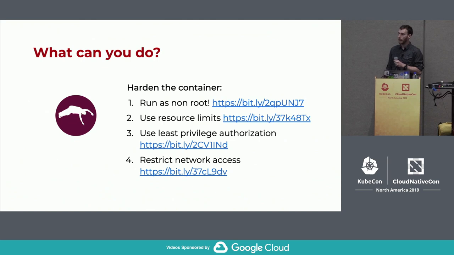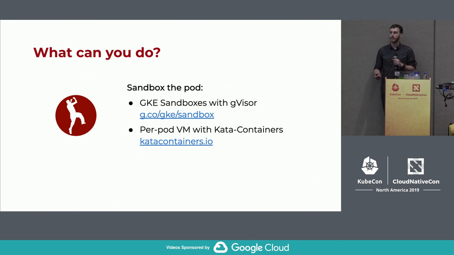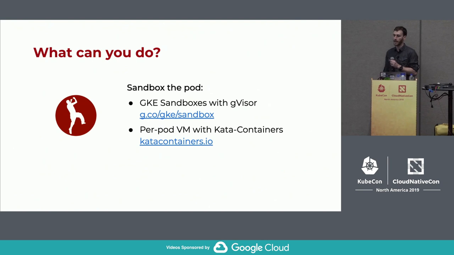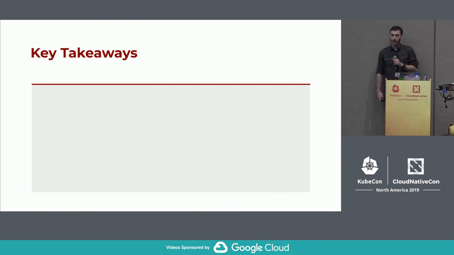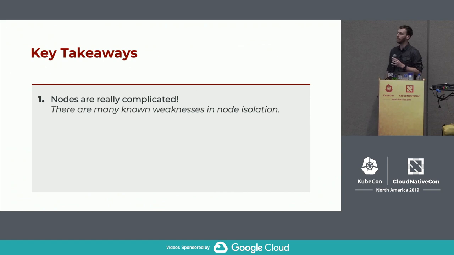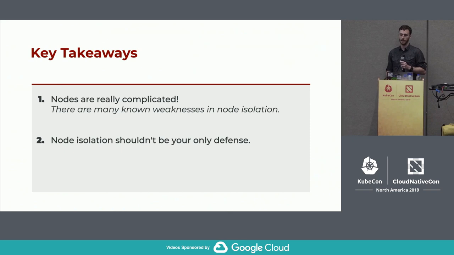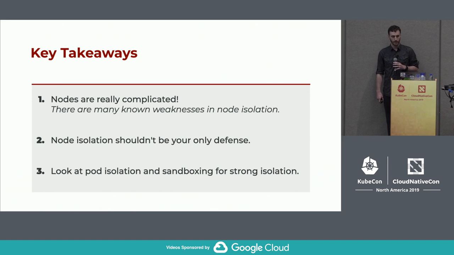And if you still want more hardening beyond that, we recommend sandboxes. Especially if you don't trust your application, if you don't have that first boundary of the application, this can add a second layer at the pod itself. So in summary, nodes are really complicated. They do a lot of things, and we know about attacks in them. And so nodes shouldn't be your only line of defense. We recommend pod isolation before that. That's what we have. Thank you.